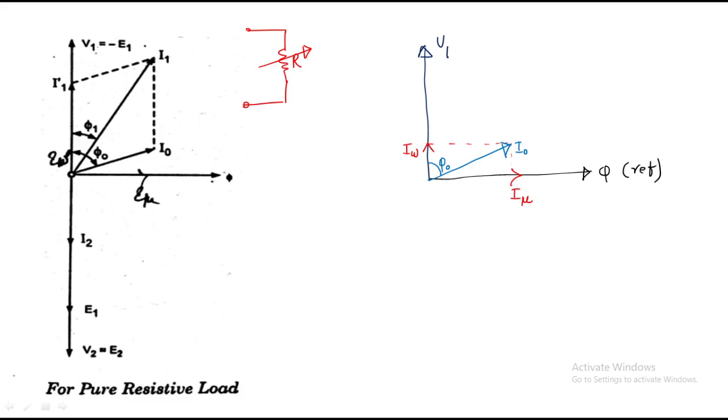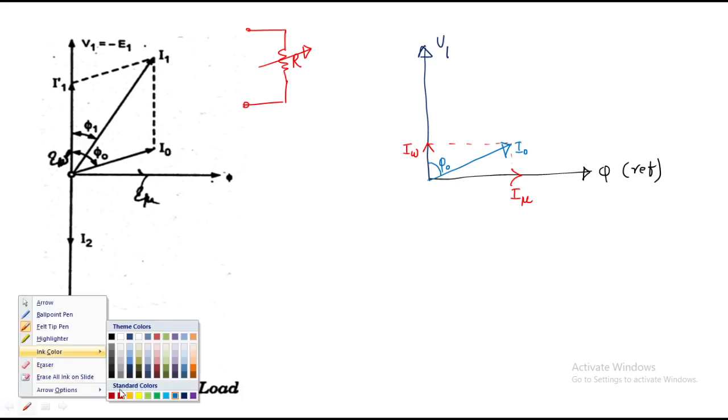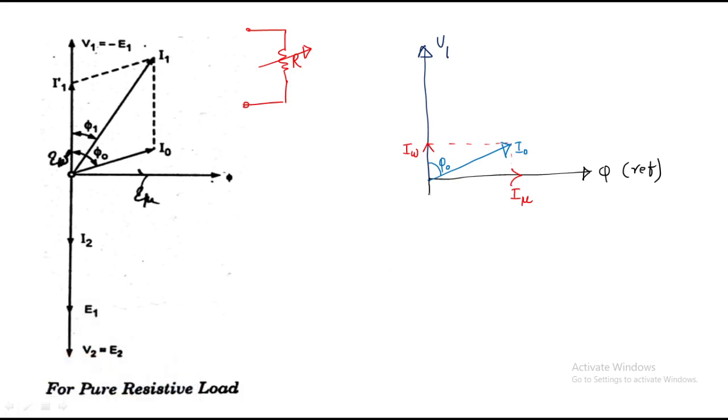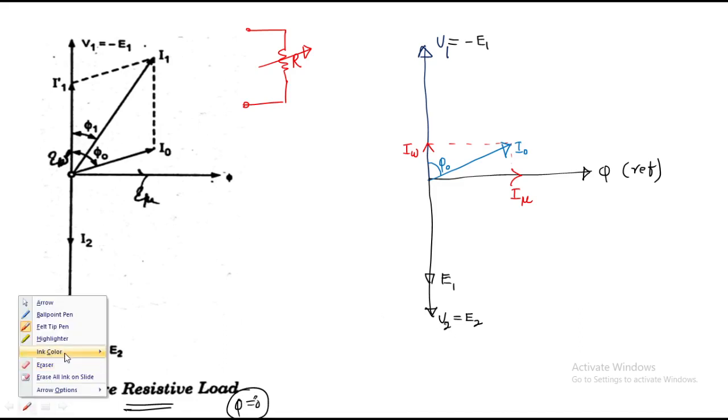Clear? Then what about E1 and E2? V2 should be equal to E2 because both are equal. This is E1. E1 and E2 are in phase. V1 should be equal to, we all know, minus E1. It opposes the supply voltage. Clear? Then see the load. The load is pure resistive load. That is, phi equals 0 degrees, so the secondary current I2 should be in phase with the terminal voltage. That is the point.